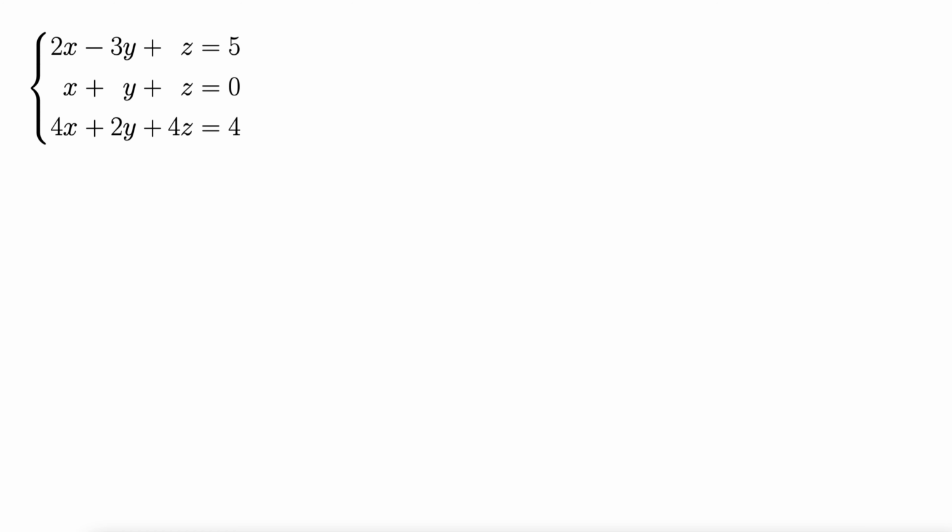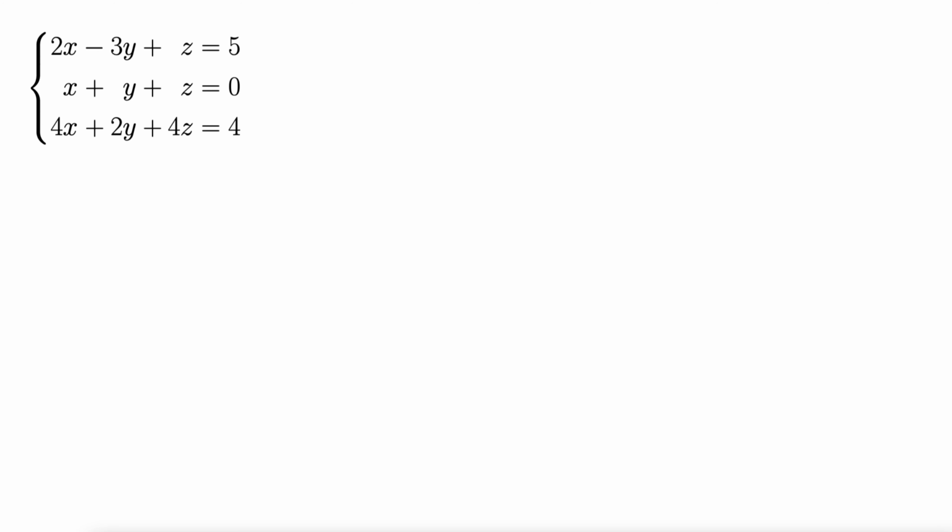Here's one for you to try. We have 2x minus 3y plus z equals 5, x plus y plus z equals 0, 4x plus 2y plus 4z equals 4. So when I do this, I'm going to eliminate the z's in this problem. If you want to follow along and do it the same way that I'm going to show, I recommend eliminating z's, though you could also choose x or y. It's not going to change your answer if you do everything correctly. So pick your favorite variable to eliminate, pause the video, and then we'll come back and work it together.